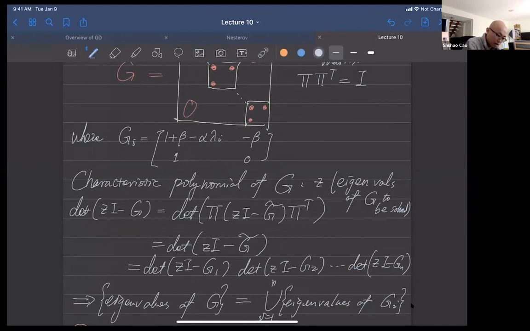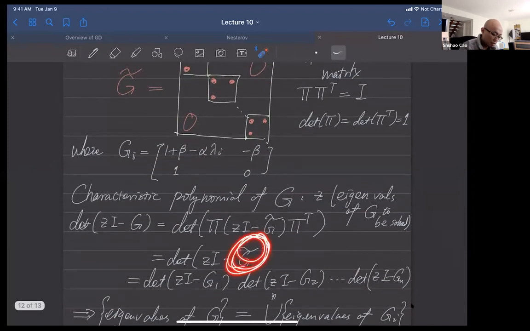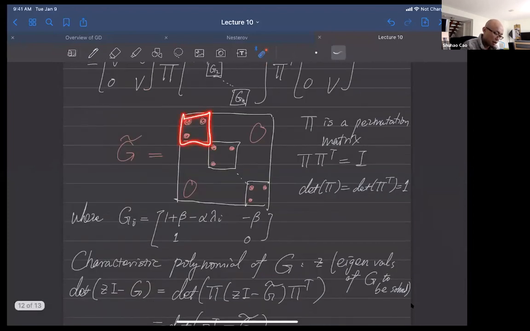Then the determinant of pi equals the determinant of pi transpose, which is one. This is straightforward to show, because a permutation matrix is essentially an identity matrix. We just permute its entries, and its determinant is the same as an identity matrix. That's why when we apply the determinant formula, the determinant is one. And now this G tilde is a block diagonal matrix like this.